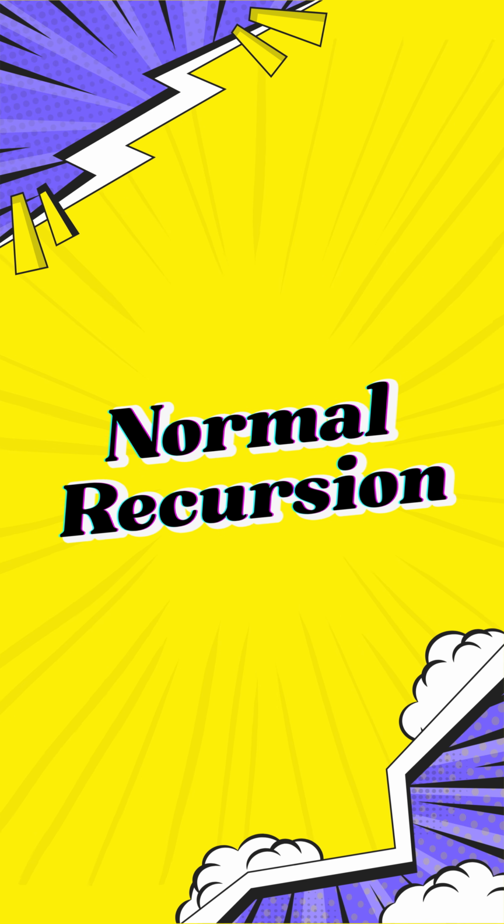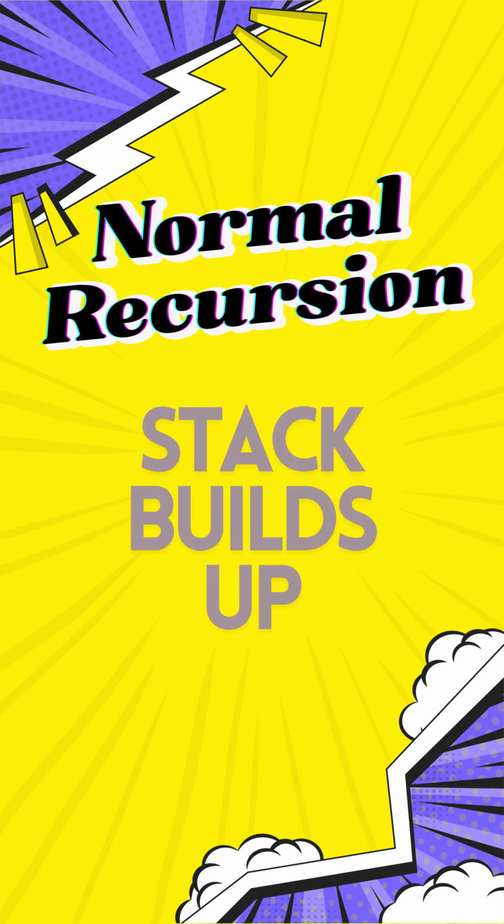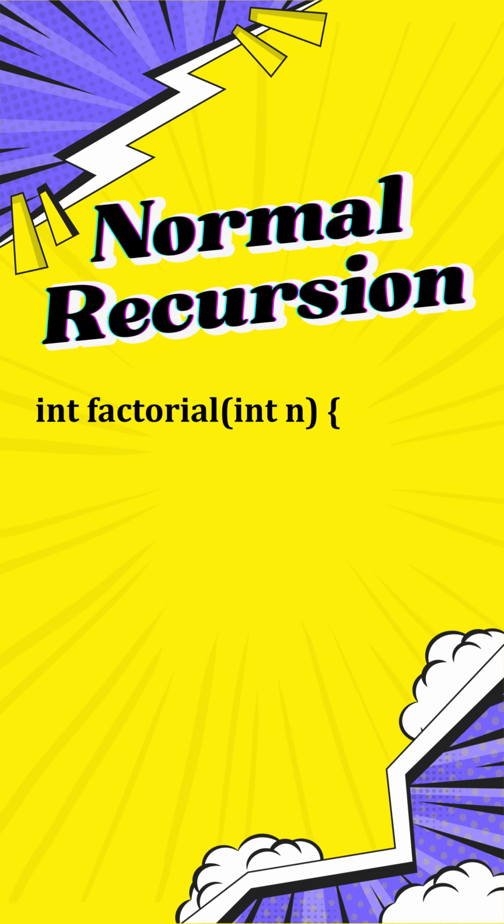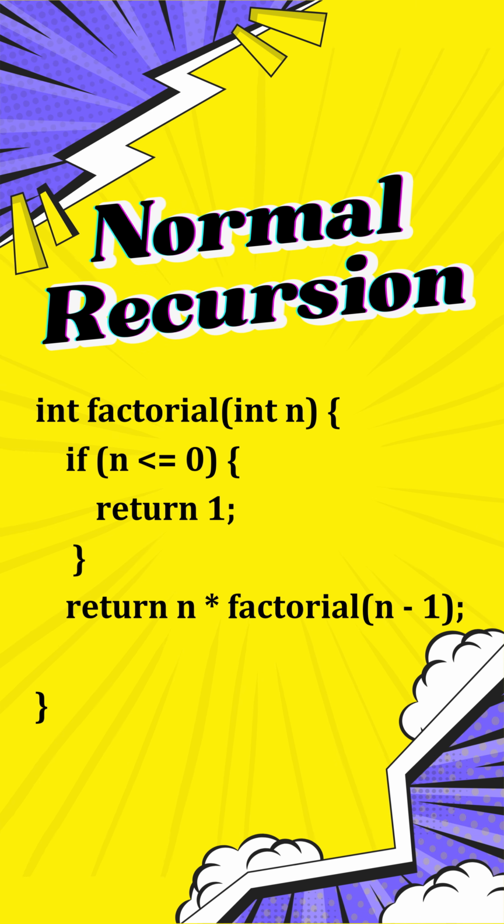In normal recursion, each call waits for the next one to finish. That means the work is pending on the stack. This is the classic factorial function where each call multiplies its result after the recursive call returns.